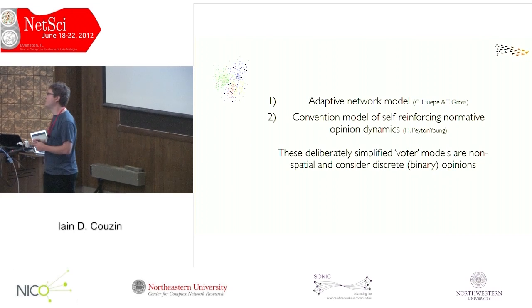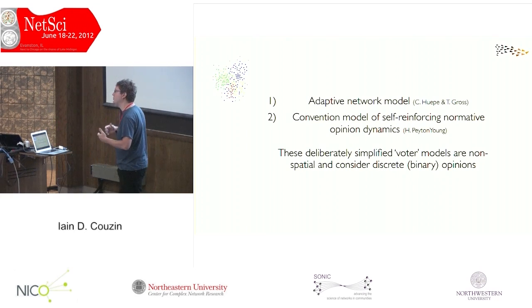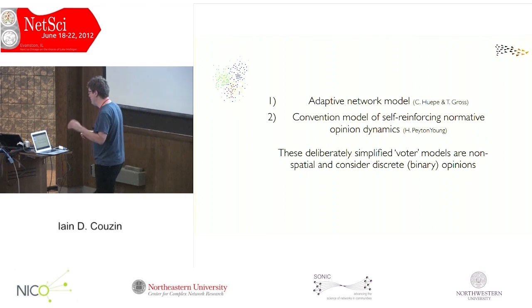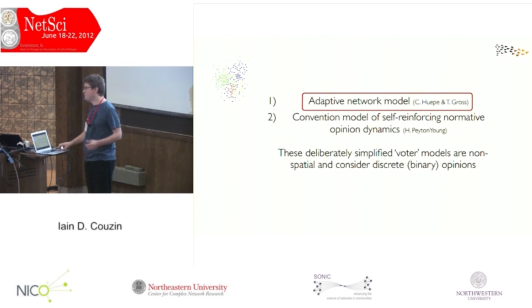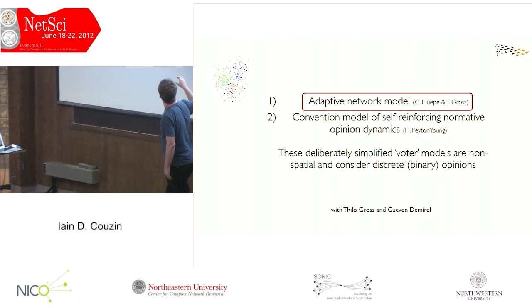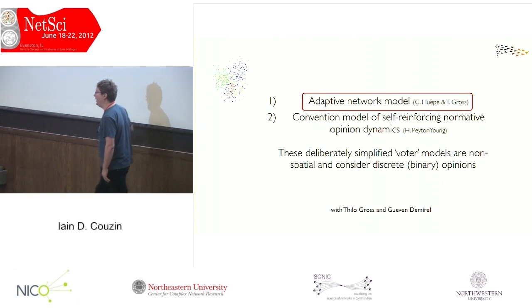This paper was just published in December, and so we're looking at much more sophisticated models at the moment. But I'll just take you through the general philosophy of how we've been doing this with an adaptive network model. And this really has been a wonderful collaboration with Thilo Gross and Gerwin Demirel.